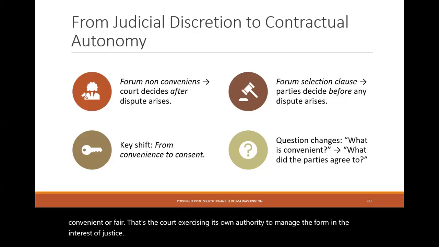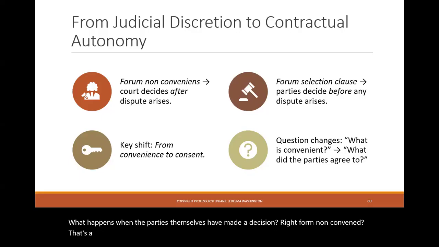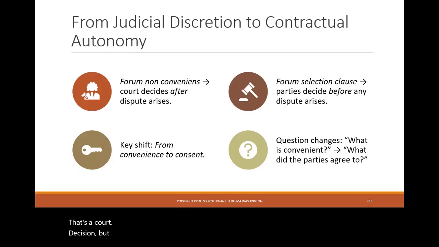What happens when the parties themselves have made a decision, right? Forum non conveniens, that's a court decision. But what happens when the parties have made the decision? What if, long before any dispute arises, the parties agree contractually where any future lawsuit will be filed.